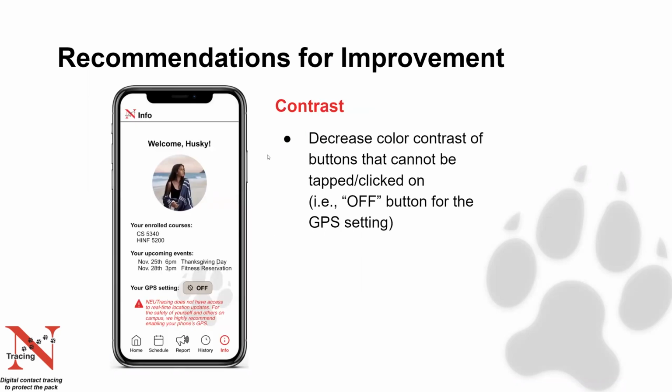The third recommendation is related to the color contrast of the off button on this page. Because this button is not enabled and cannot be clicked or tapped, the color of the text label should be made lighter to show that it can't be used.